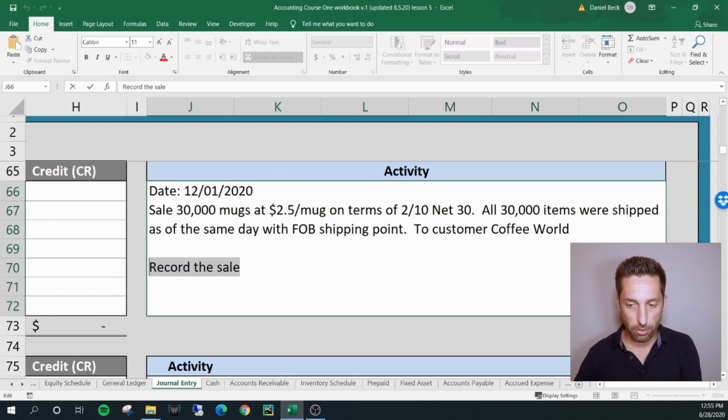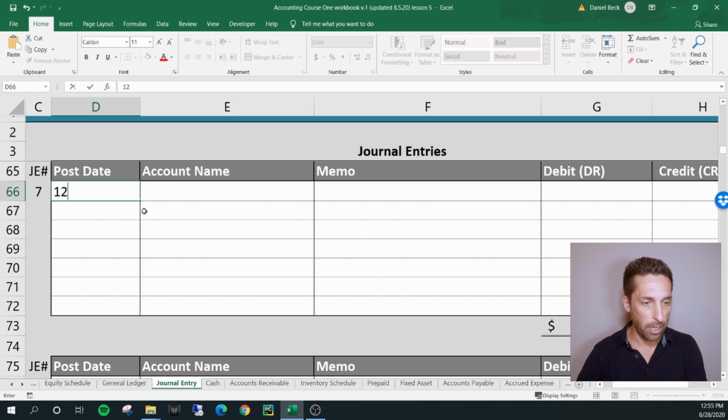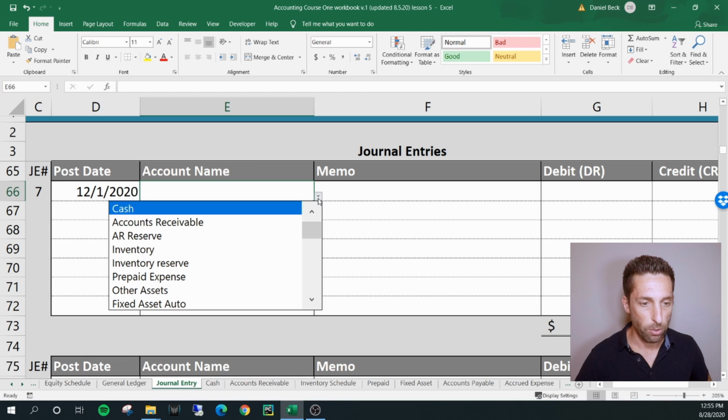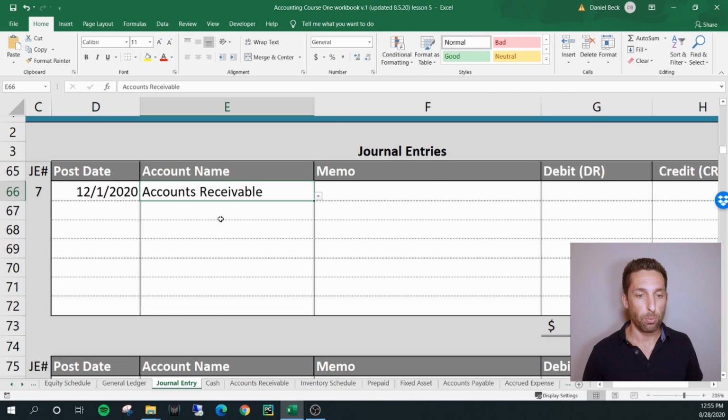So let's take a look now at how this transaction would actually look. First, we'll put in the post date, 12/01/2020, and we'll record the accounts receivable piece first. Accounts receivable is what they call a trade account. Anytime you sell something on terms, you record that in your accounts receivable account. Almost every company that sells inventory has this exact account named accounts receivable. This is pretty standard in most companies, so we'll use this exact account.